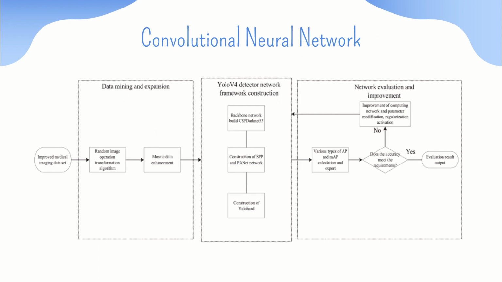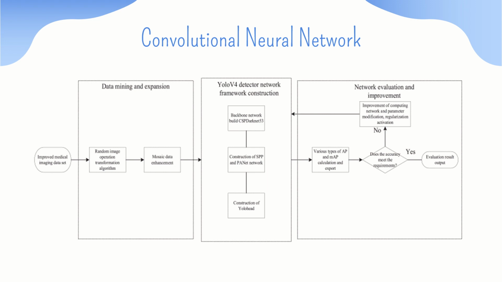Coming to the next, a convolutional neural network. First, we are taking the improved medical imaging dataset as the input. This is passed on to the data mining and expansion phase. Here, a random image operation transformation algorithm is used in the image processing to generate variations of an input image. It is basically used to increase the size of a training dataset for machine learning models, and it is used to increase the robustness of the models.